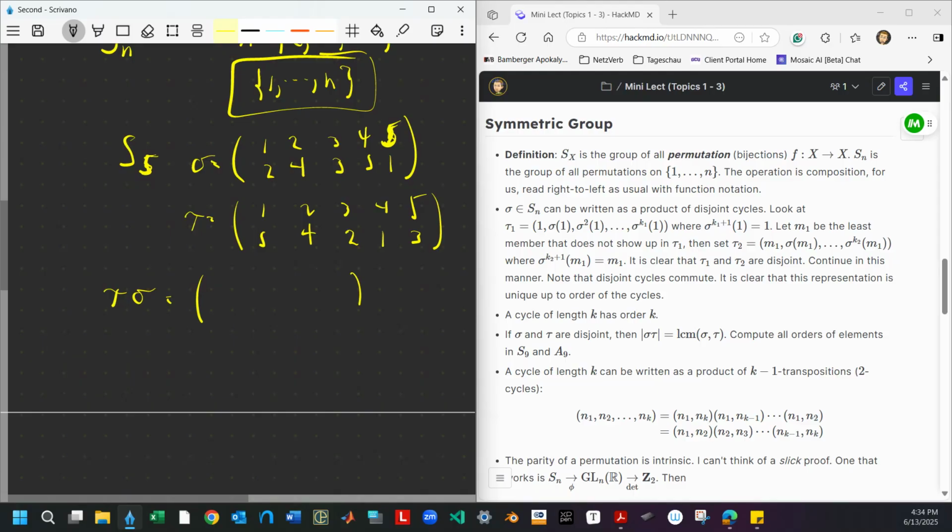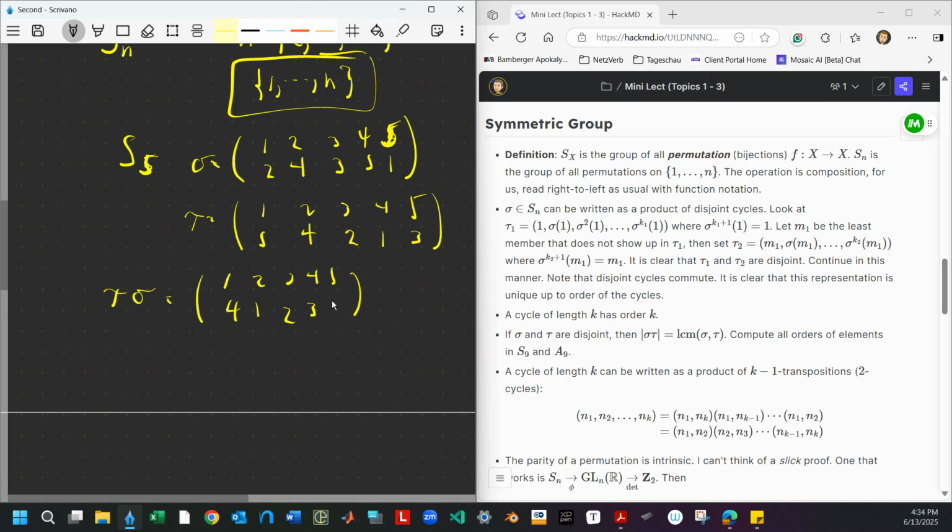So now we can think about what that is. 1, 2, 3, 4, 5. Where does 1 get sent? We're doing sigma first. 1 gets sent to 2, 2 goes to 4, so that goes to 4. 2 gets sent to 4, 4 goes to 1, so that gets sent to 1. 3 goes to 3, 3 goes to 2. 4 goes to 5, 5 goes to 3.